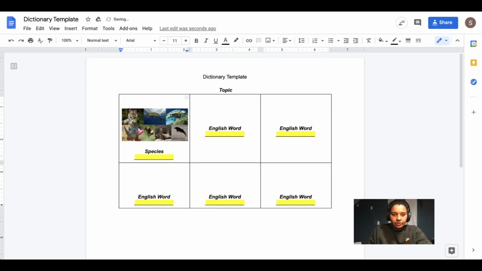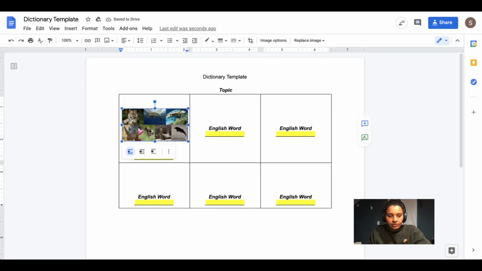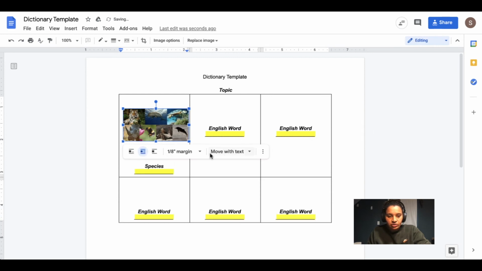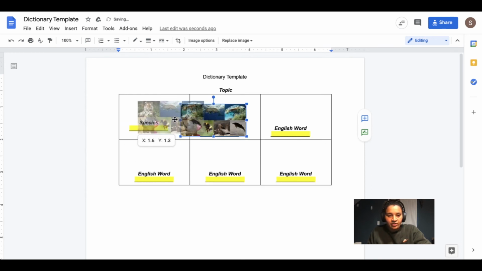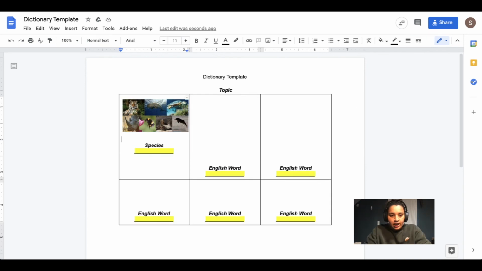If you're having trouble with dropping the picture, you can play around with these text options. Sometimes it's easiest to go wrap text and then fix position on page, and that will get the picture to go really wherever you want it. And you want to leave this yellow part here because this is where students are going to write their translation or their meaning of this word.